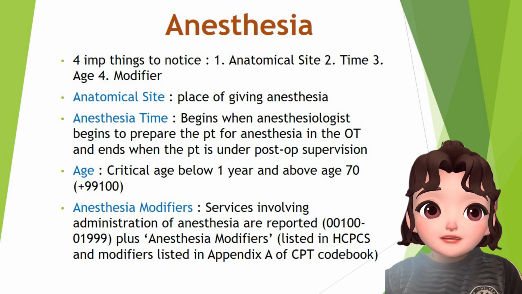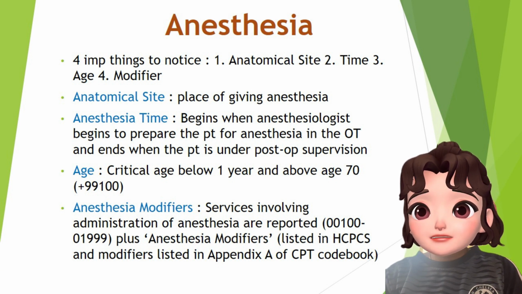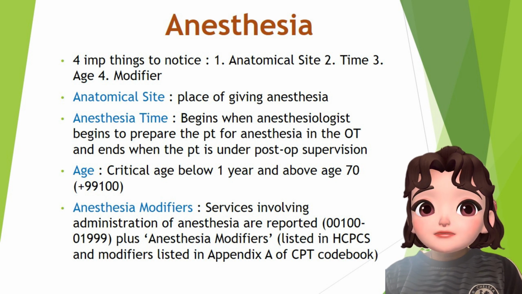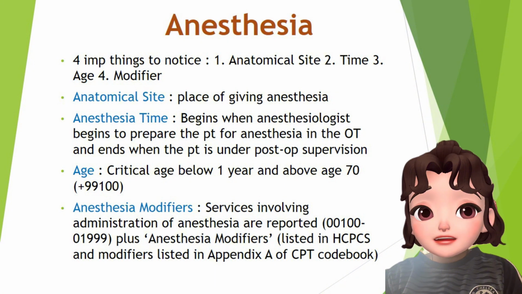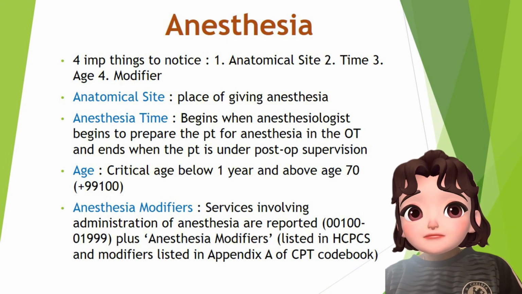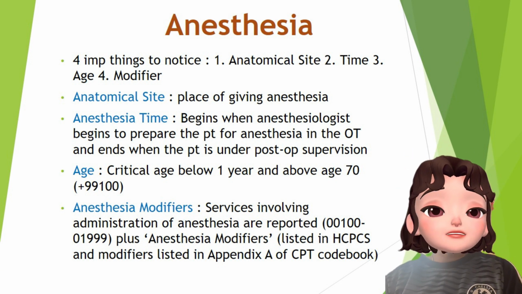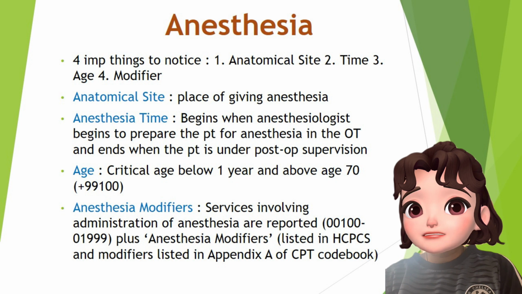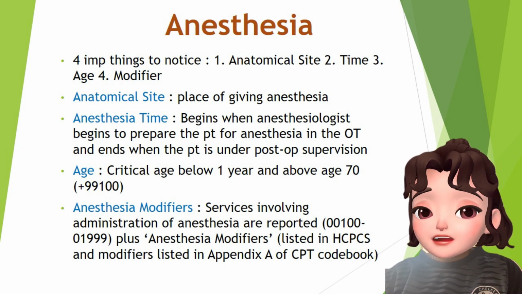Now, anesthesia modifiers. Services involving administration of anesthesia are reported in the range 00100 to 01999 plus the anesthesia modifiers. Anesthesia modifiers are listed in the HCPCS book, whereas the other modifiers are listed in the CPT code book. You can find them in Appendix A of the CPT code book. We'll learn more about them in detail.